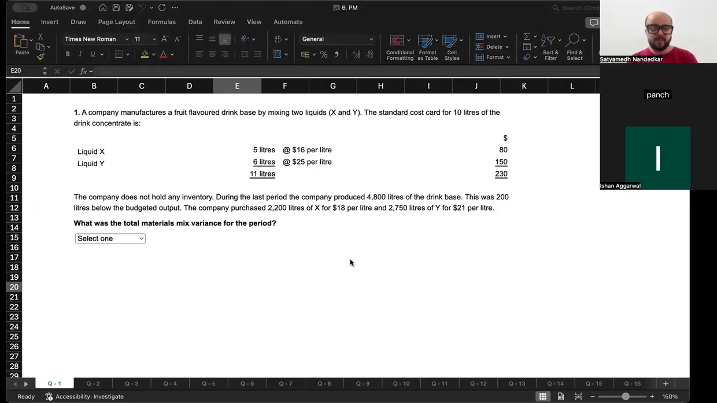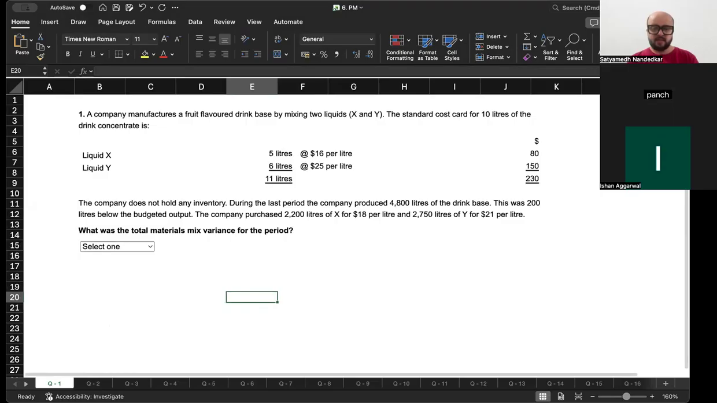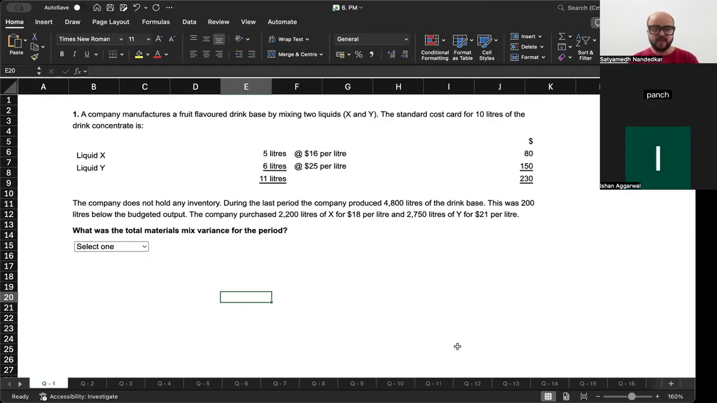A company manufactures a fruit flavored drink base by mixing two liquids X and Y. The standard cost card for 10 liters of the drink concentrate is liquid X 5 liters at 16 per liter, liquid Y 6 liters at 25 per liter. The company does not hold any inventory. During the last period, the company produced 4800 liters of the drink base. This was 200 liters below the budgeted output. The company purchased 2200 liters of X for 18 per liter and 2750 liters of Y for 21 per liter.